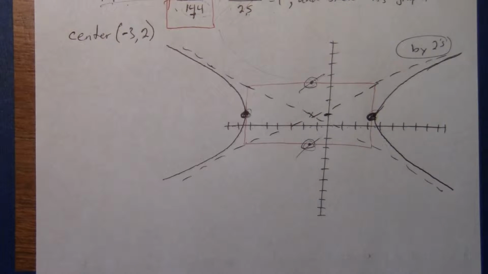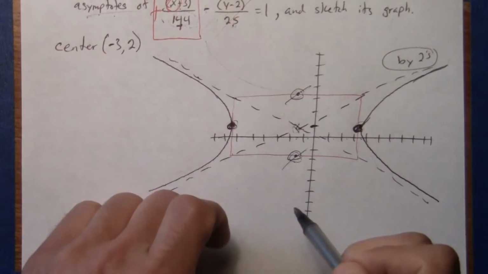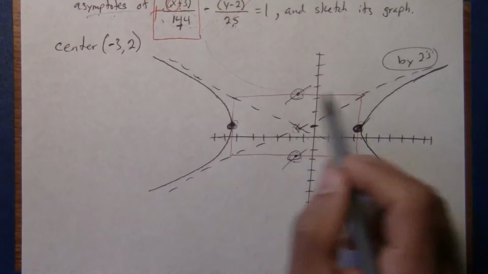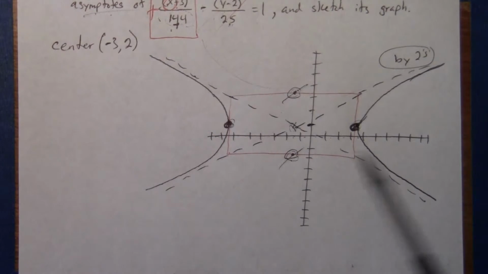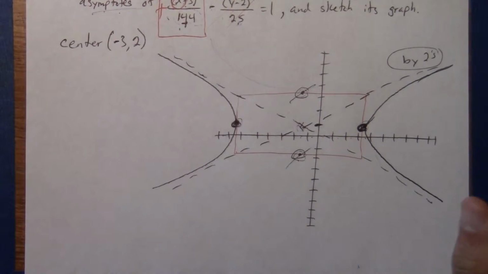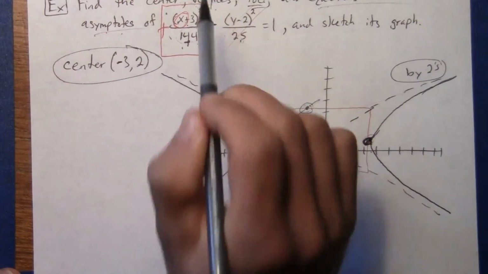Again, very similar to what you would do for an ellipse. You find the center, you go right and left a certain distance, up and down a certain distance. Instead of drawing the oval, you draw a rectangle, corner to corner to get the asymptotes, and then look back at the equation to figure out if it's right and left or up and down. Alright, to list everything out, we already listed off the center. Let's go back and find the vertices.